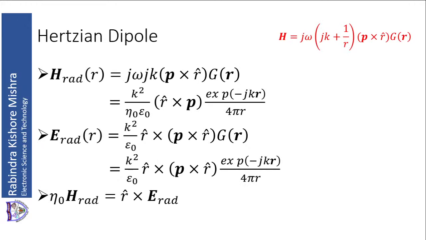Then we'll now take a break here. When we come back from the break, we'll consider how we got the Hertzian dipole and what these p cross r cap terms are. Those terms we'll try to work out after the break.